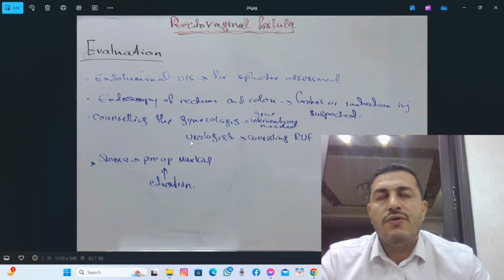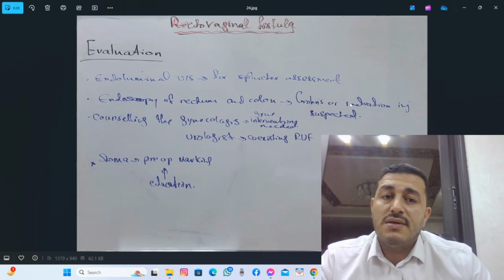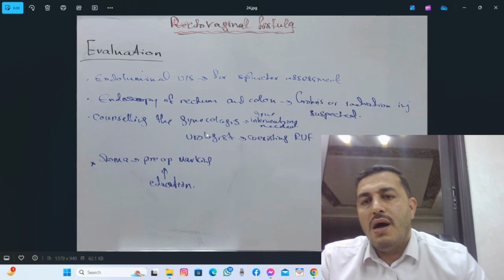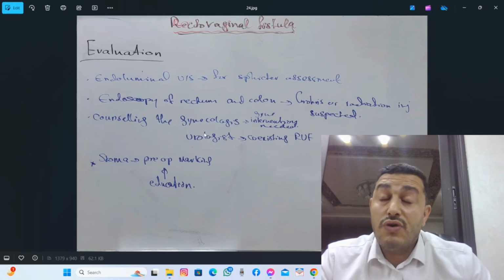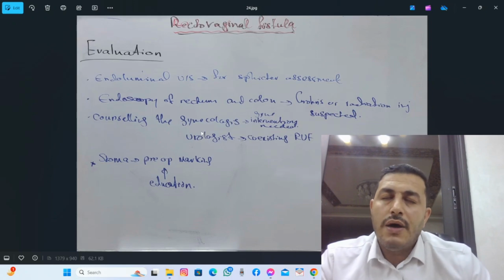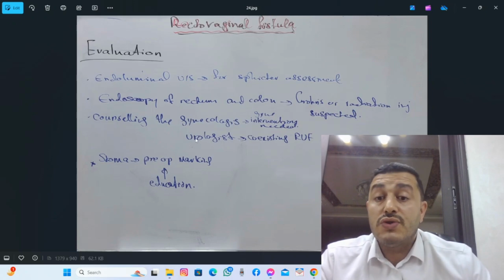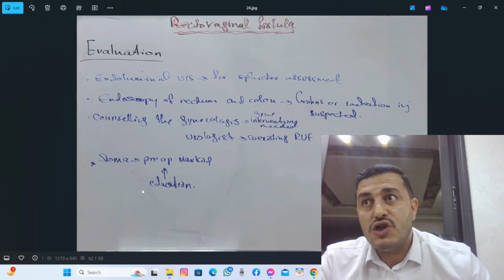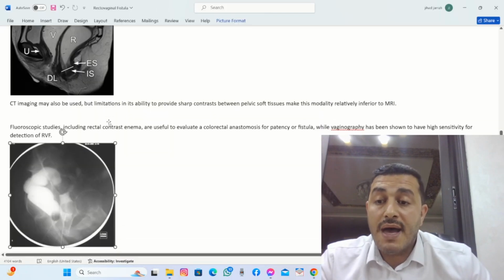Endoscopy in the form of proctoscope, colonoscope, colonoscopy, sigmoidoscopy should be considered in patients with Crohn's disease, for example, or radiation-induced injury. Again, counseling and asking for help from the gynecologist and urologist if we have a pre-existing or coexisting rectourethral fistula. If I'm planning to do surgery with fecal diversion, pre-op marking and education about the fistula is mandatory.